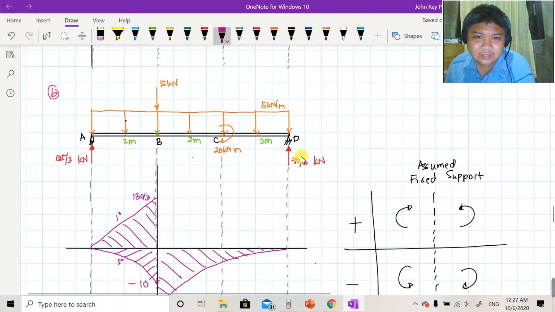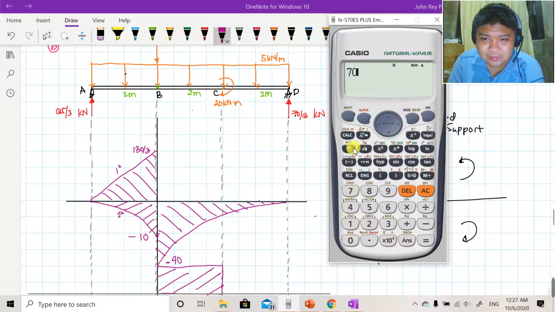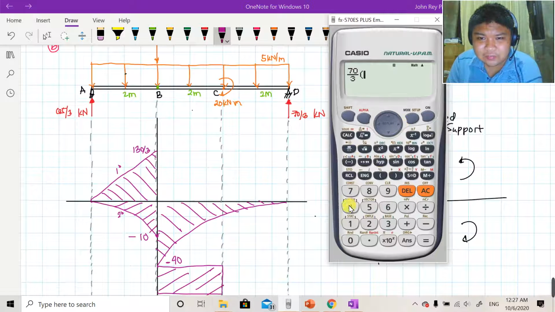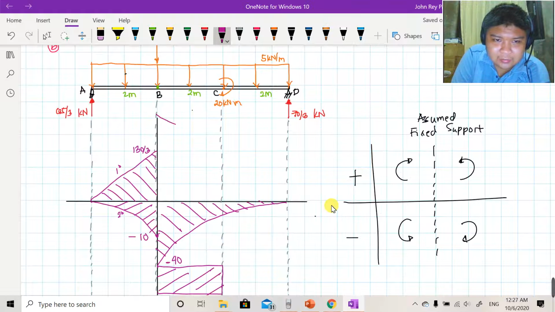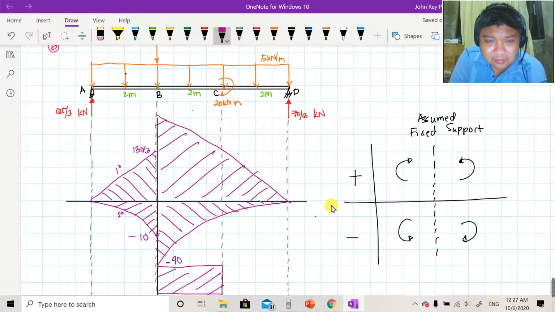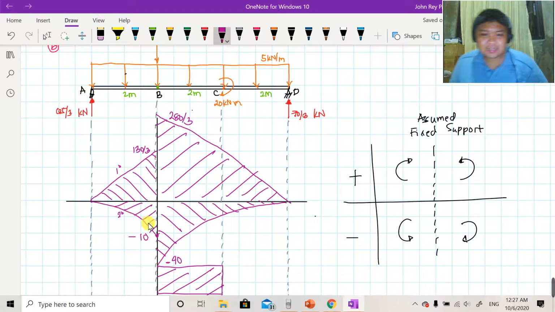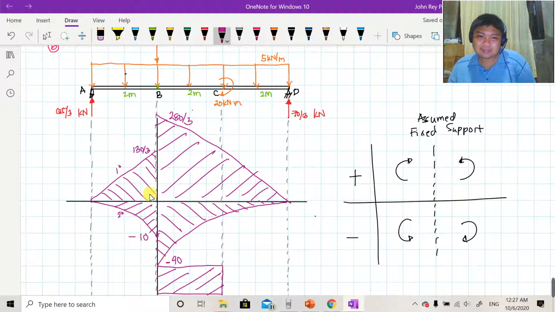Ayan, and lastly, do not forget this one. Meron pa tayong 70 over 3 times 4 meter. So, the drawing is not drawn to scale. Huwag kang mag-alala. So, magiging straight line ulit ito. And ito siya. So, this will be, ilan nga siya? 280 over 3. Okay? So, ito na class, yung moment diagram by parts natin, considering na point B ang pinag-uusapan natin. So, di ba nga, depende yan sa kung anong point.